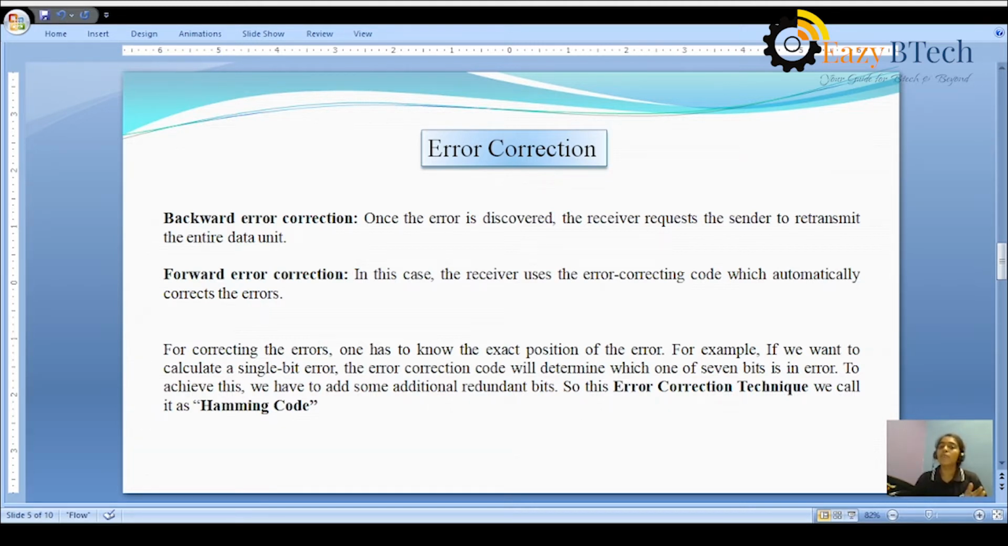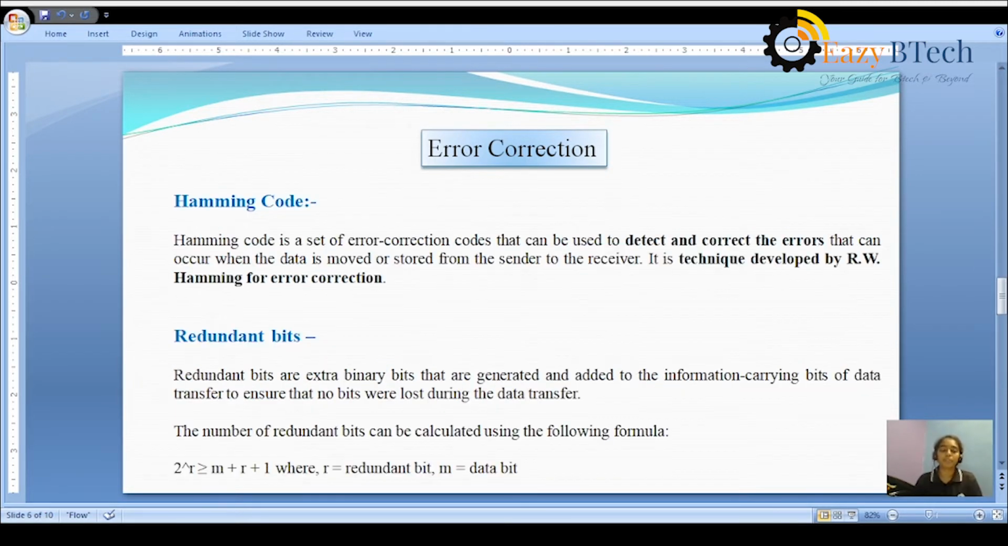What is the purpose of Hamming code? What is the functionality of the Hamming code? How can we identify the exact position of the error in the data unit? How can we correct the error in the data unit? So let us see what is meant by Hamming code.